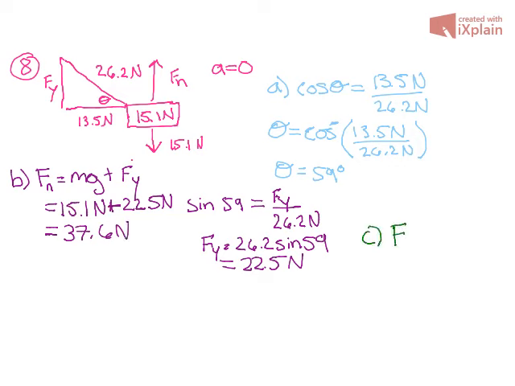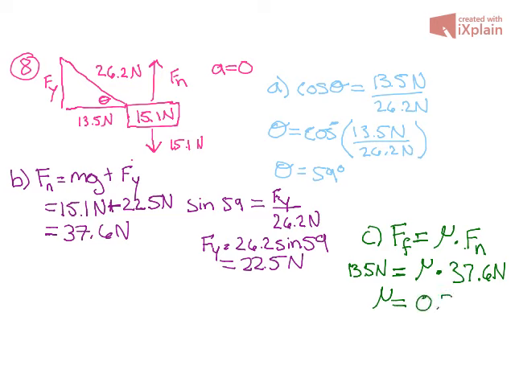Okay, for part C, it asks us to find the coefficient of friction. This will be pretty simple since we found a lot of the other things that we'll need for this. We already found the normal force, and we know the force of friction because it was given to us in the problem to be 13.5. So we're going to plug that in, plug in the normal force that we calculated in part B, and then just rearrange the equation to solve for mu to be 0.36.